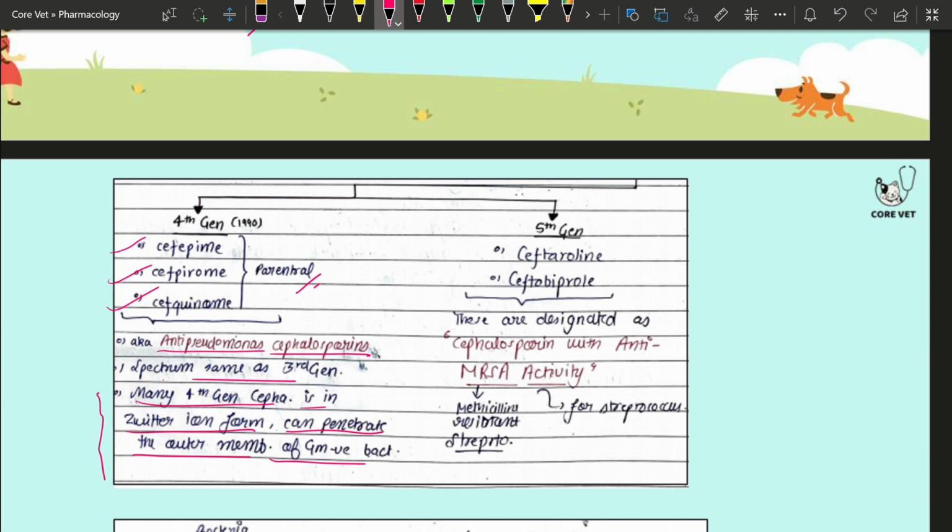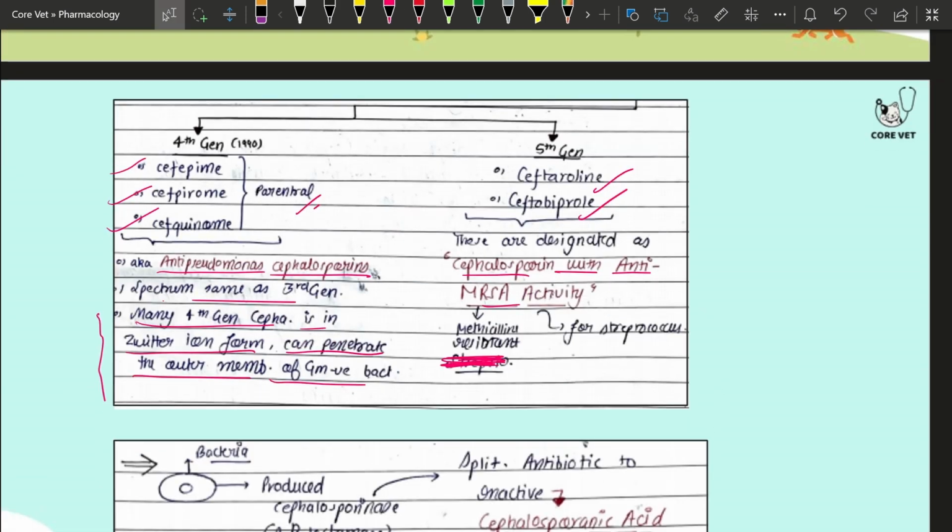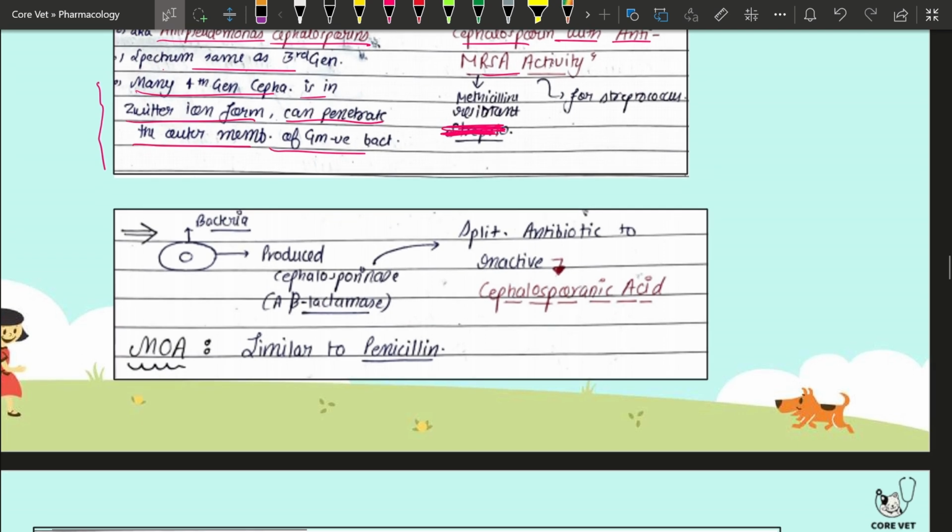If we talk about the fifth generation, there are ceftaroline and ceftobiprole. These are the two examples you have to remember for the fifth generation, right? They are designated as cephalosporins with anti-MRSA activity. MRSA means methicillin-resistant Staph aureus, right? I hope this particular part is clear.